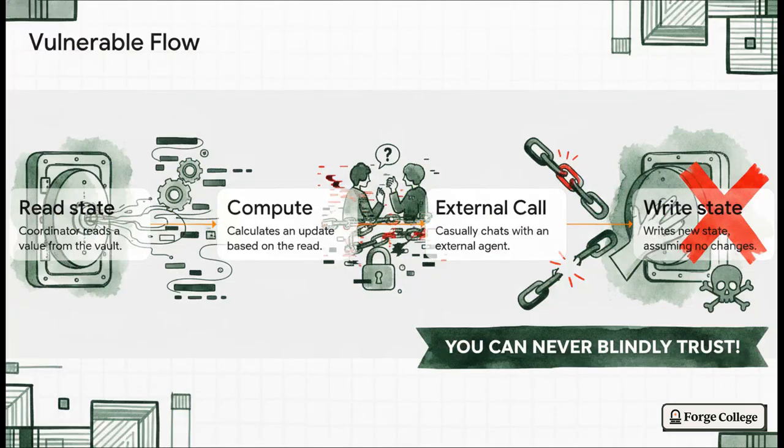So here's what this vulnerable read, modify, write flow actually looks like in your logic. Step 1, the coordinator reads a value. Step 2, it computes an update. Step 3, and seriously, here's the fatal error, it casually chats with an external agent. Then finally, Step 4, it writes the new state, just blindly trusting that nothing changed on the vault while it was distracted looking the other way. But as we all know, in Web3, you can literally never blindly trust.